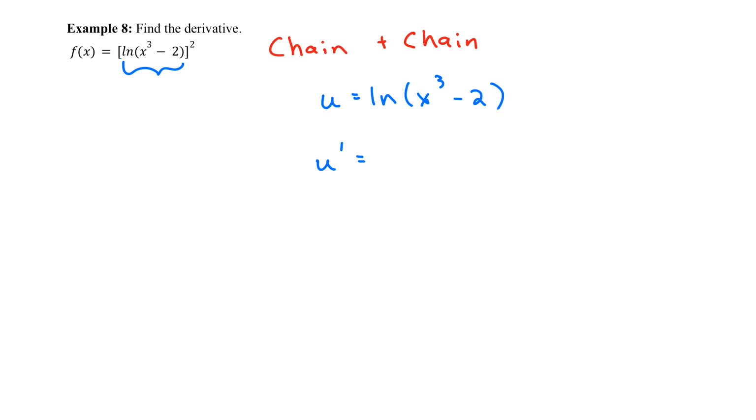u prime, the derivative of u, here's where my second chain rule is happening. So here, for my second chain rule, the derivative of natural log of x cubed minus 2, that's going to be 3x squared divided by x cubed minus 2 using our chain rule shortcut. So we've got u prime. If I wanted to rewrite this function in terms of u, we would have f of u is equal to u squared. And that's a much nicer function for us to be working with here.